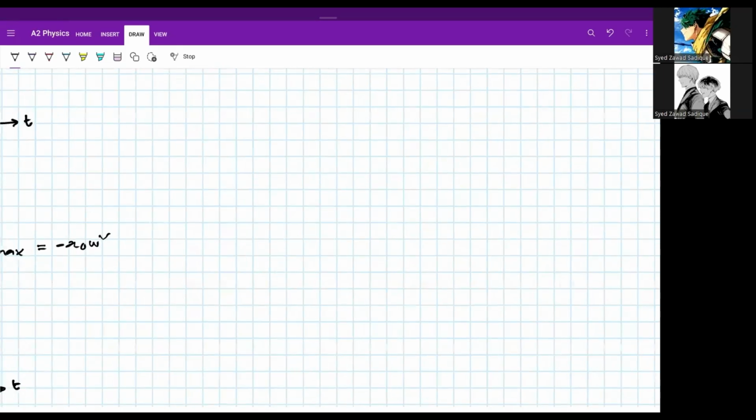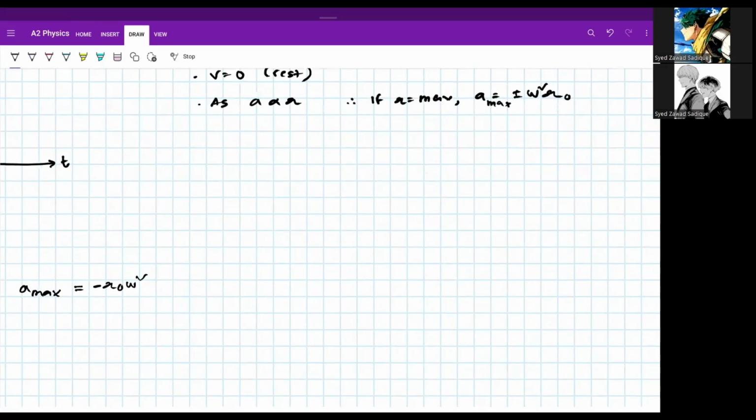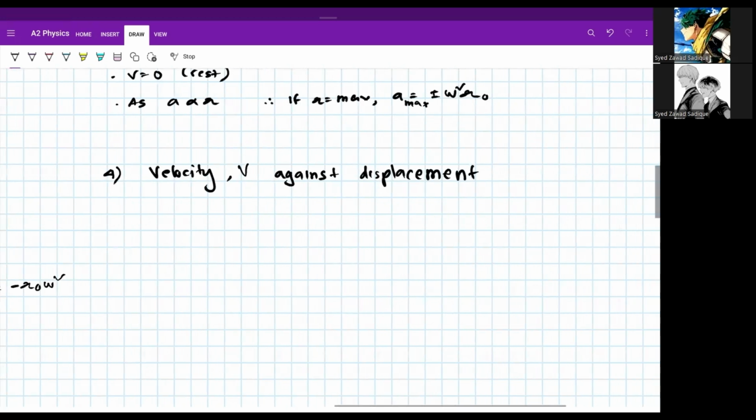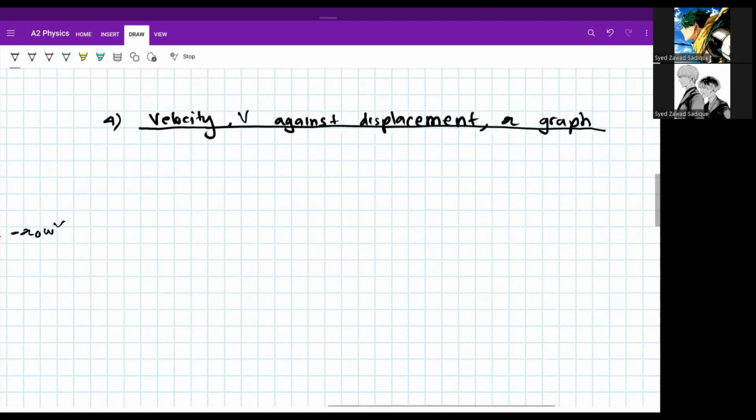Okay, now moving on. Very important graph. Concept number 4: velocity v against displacement x graph. It just does not stop, does it? Now this is velocity against displacement. So the graph will look something like this.